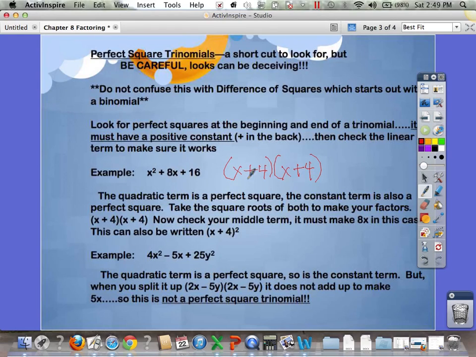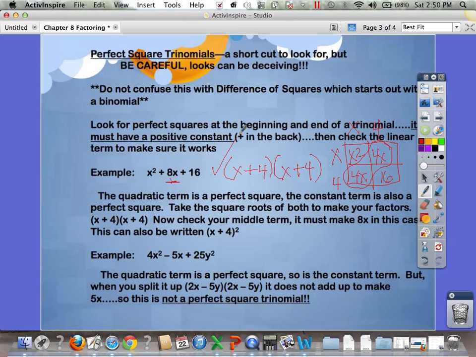Now, we need to check this because if it does not make 8x in the middle, then it is not a perfect square trinomial. So you can take your box and you can do x plus 4, and multiply. X squared, 4x, 16. The middles make 4x plus 4x, which is 8x. So this is a perfect square trinomial, and that is its factored form.